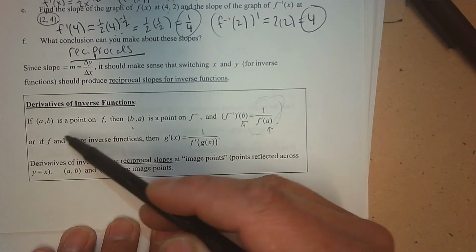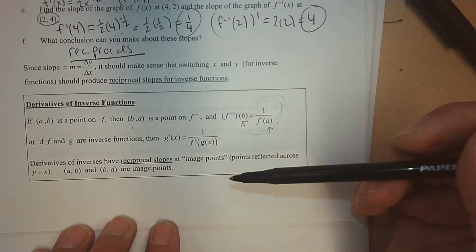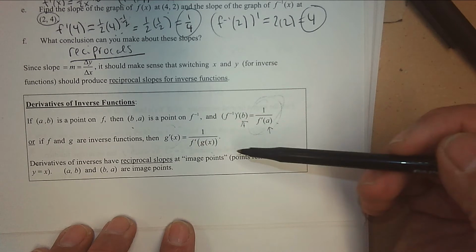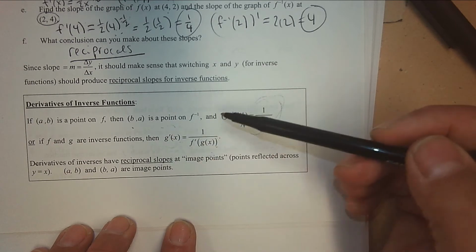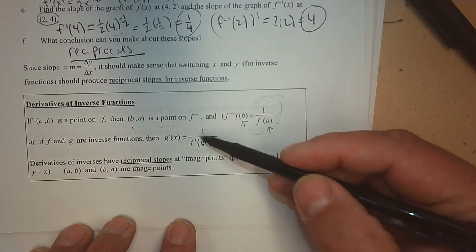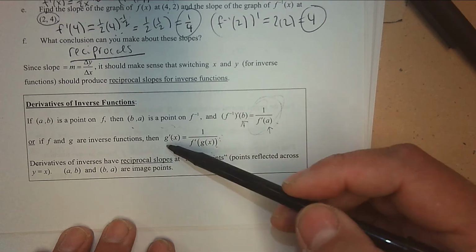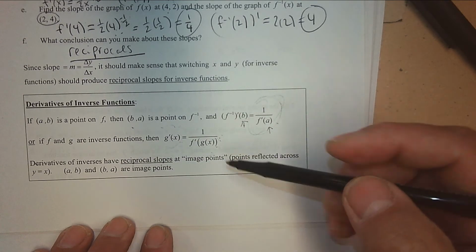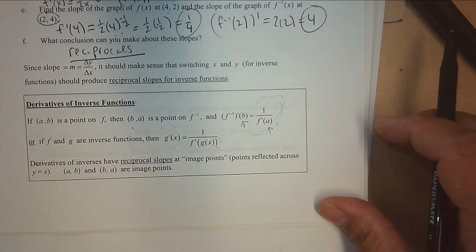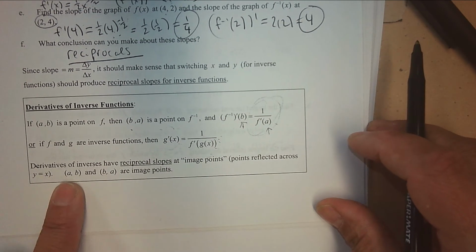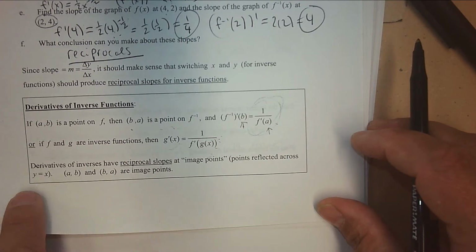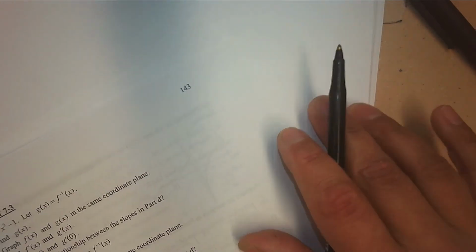Or if f and g are inverse functions, then again the derivative, and here, if you know their inverses, then you know the relationship is reciprocal. So derivatives of inverses have reciprocal slopes at image points, points reflected across y equals x. So (a, b) and (b, a) are what are called image points. Let's turn the page.